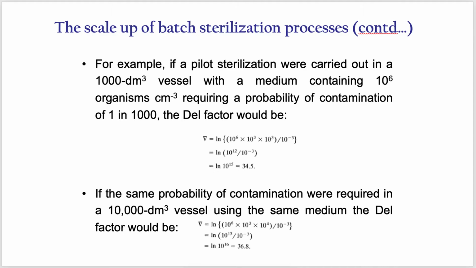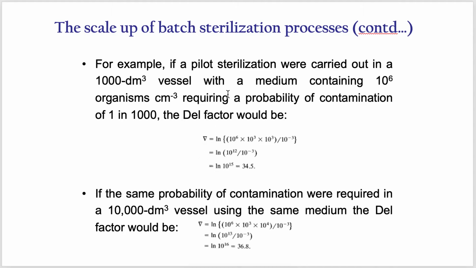Or think about this one. Say, for example, you want to sterilize a large volume of media using the batch sterilization process, so you need a very large vessel for that. You just cannot do all the optimization using that very large vessel. So in practice, first we optimize the process using a smaller vessel, which we call a pilot sterilizer, and then we scale up the parameters for the final large fermenter. So how can we do that?